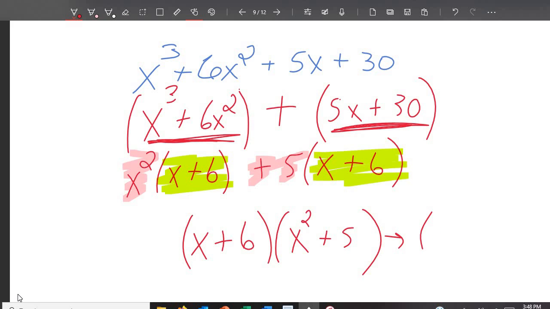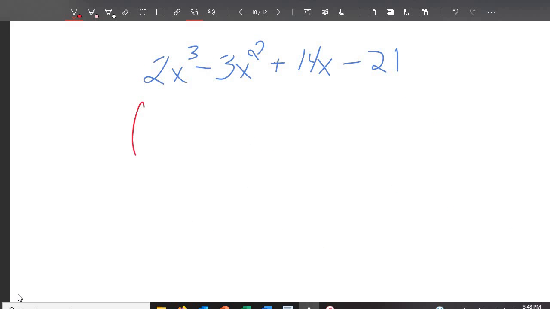Now, it does not matter the order. This is the same as x squared plus 5 times x plus 6. That doesn't matter. I just put the GCF first. It doesn't matter the order of the parentheses.